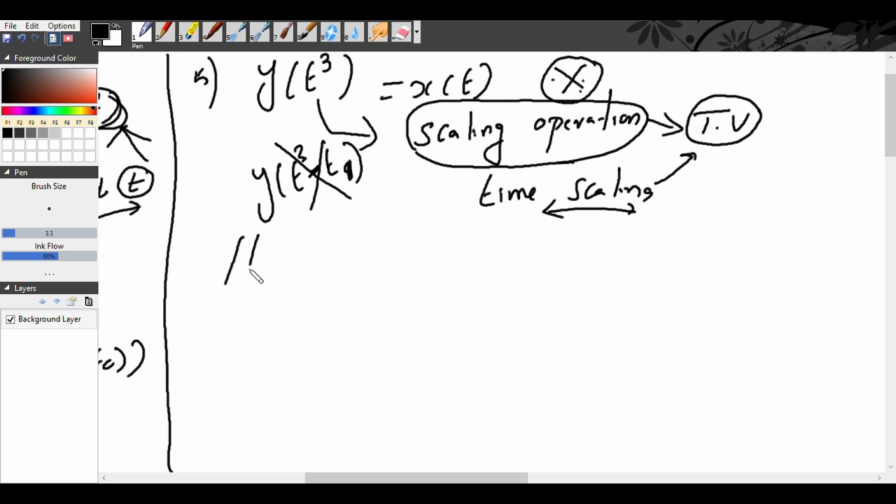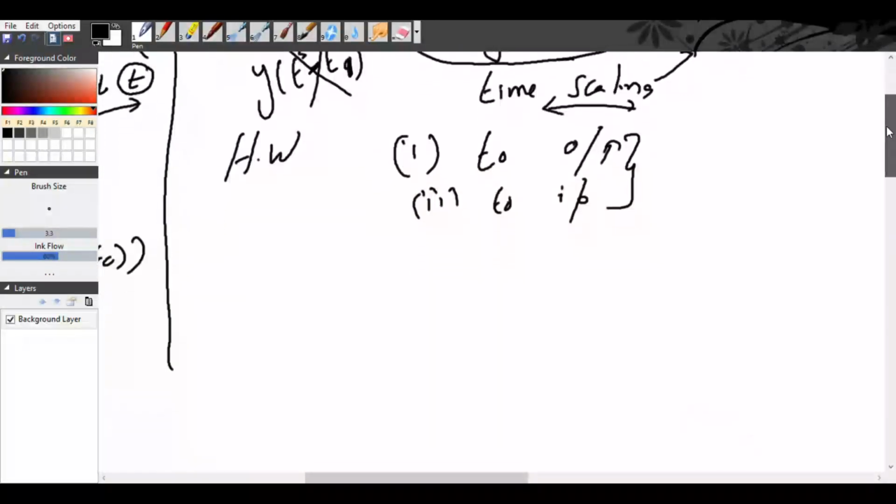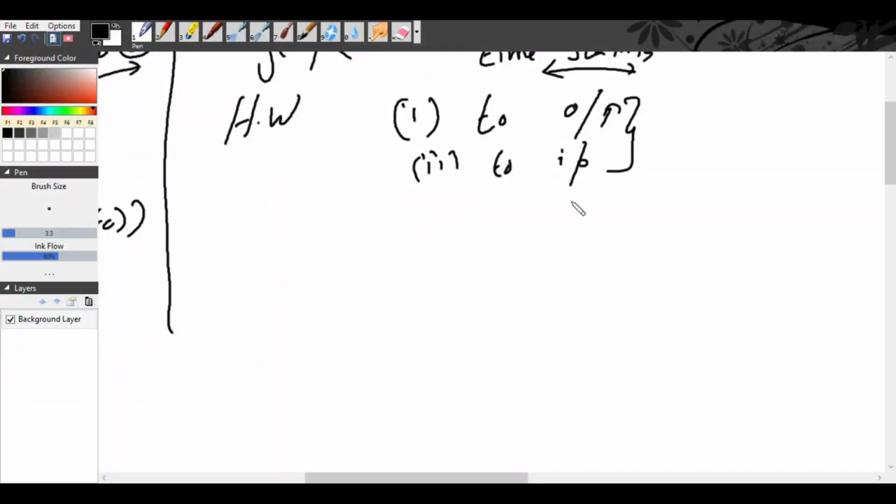I want you to do it as a homework. Try to pass a time delay t naught on the output side, try to pass t naught on the input side, and try to compare both. You won't be getting the same equation, so we will be concluding this kind of equation as a time variant system. I want you to check it actually.